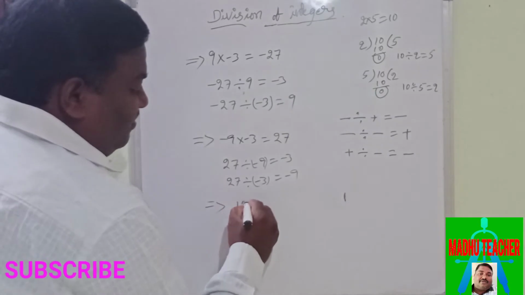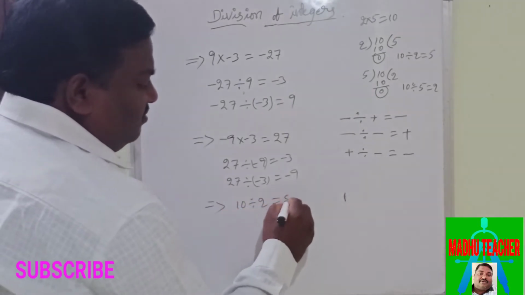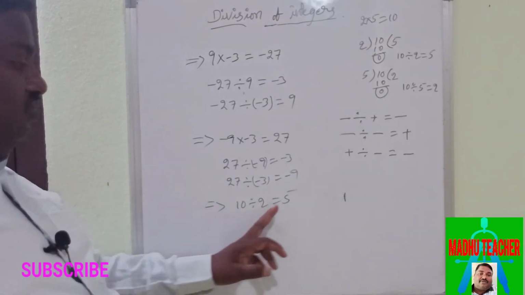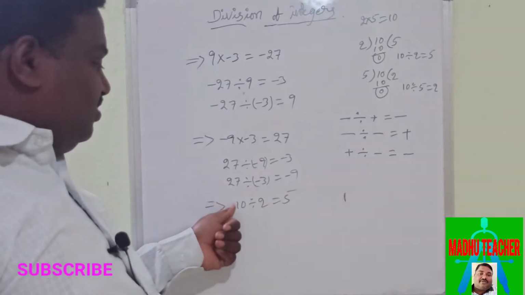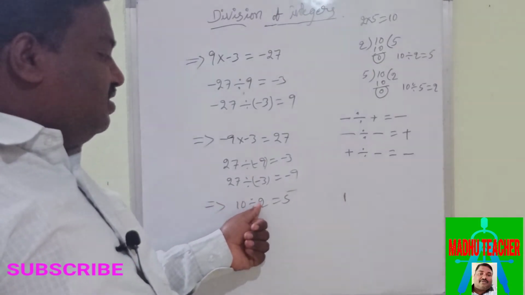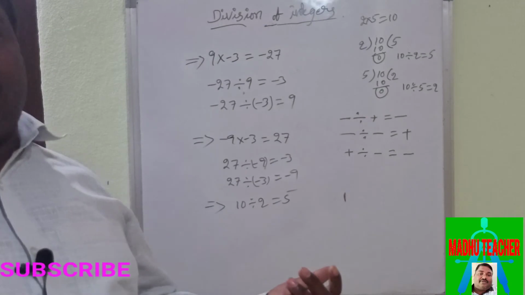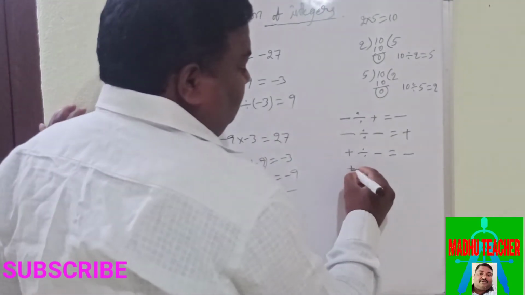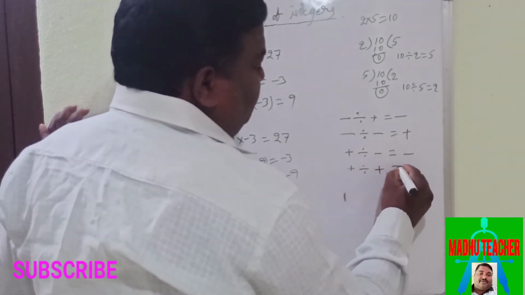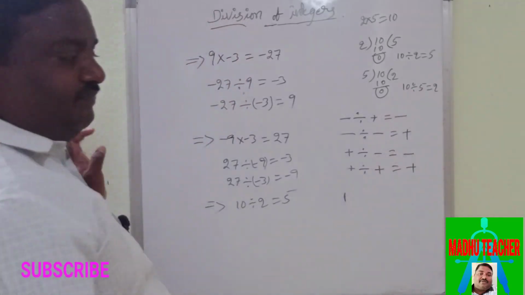Okay, next to this we can know. 10 divided by 2 equal to 5. We know this. So division of positive integer by a positive integer gives a positive integer. Division of positive integer by positive integer is positive integer.